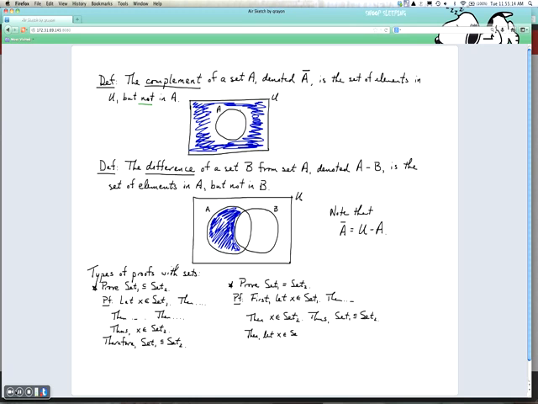Then let X be a general element in set 2. Then blah blah blah blah blah. And finally we're able to put together then X must be an element of set 1.